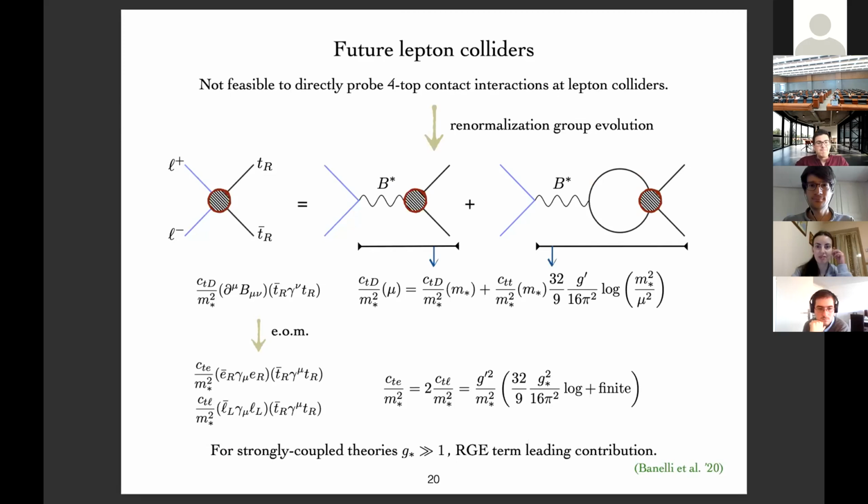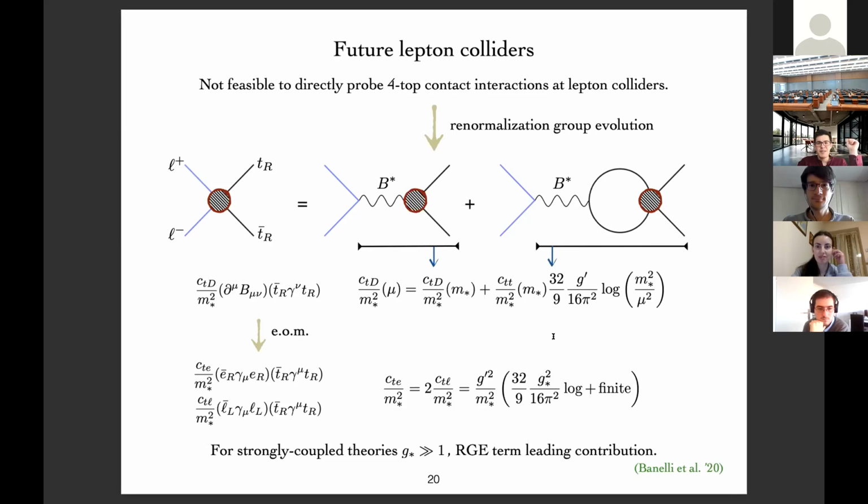Finally, let me discuss our findings concerning future lepton colliders. As I will show shortly, these are in some sense surprisingly impressive, since it is clearly not feasible to probe the four-top contact interaction directly at lepton colliders. However, it turns out that it leads to a large contribution via renormalization group evolution to two-lepton two-top operators, which can certainly be tested in top pair production.